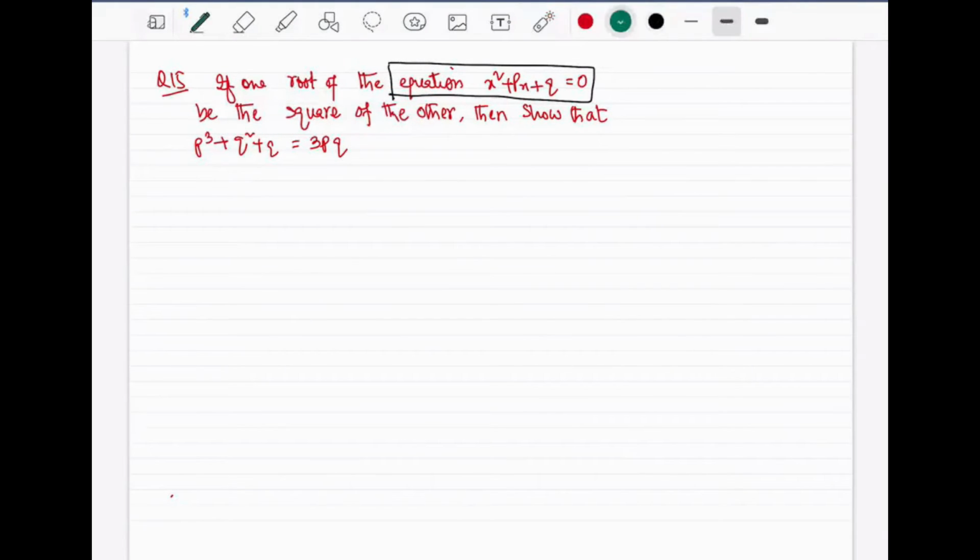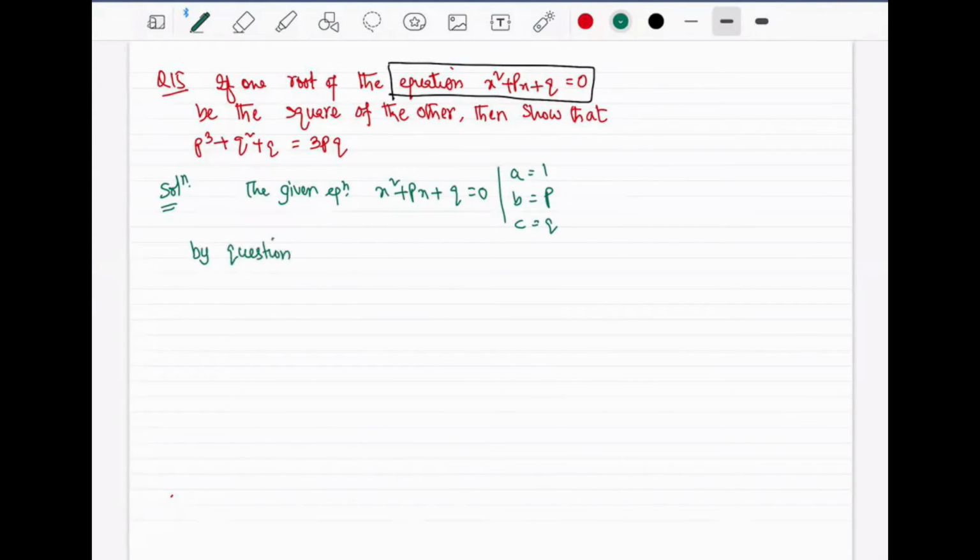Okay, so let's start solving this question. Solution. The given equation is x squared plus px plus q is equal to 0. From here, we know that a is 1, b is p, c is q. By the equation, the roots are, the first one, if we take it as alpha, the other one we will take as alpha square, not beta. That way, this is the square of the first root, right?